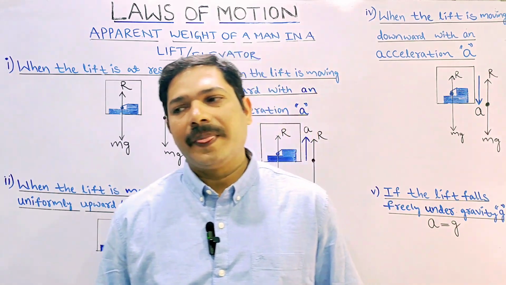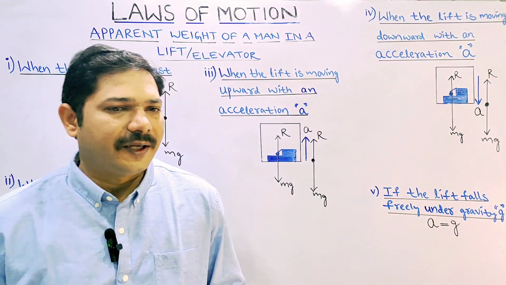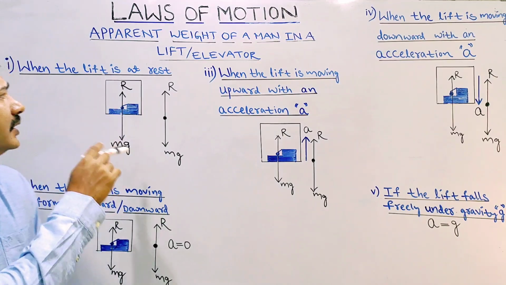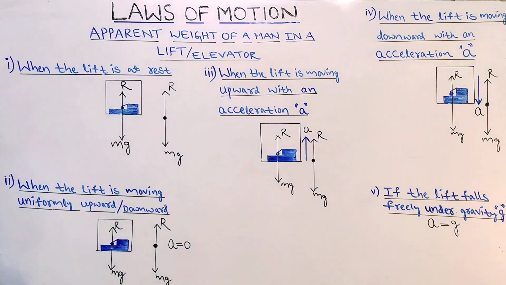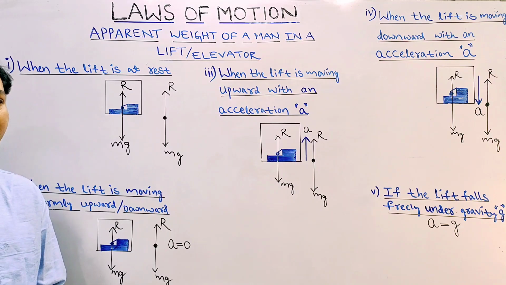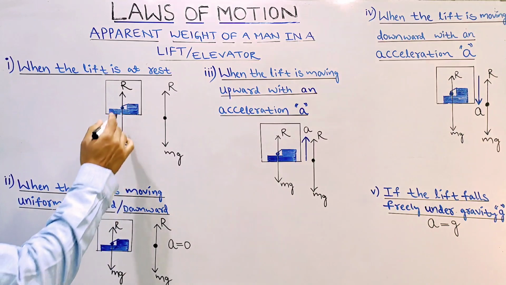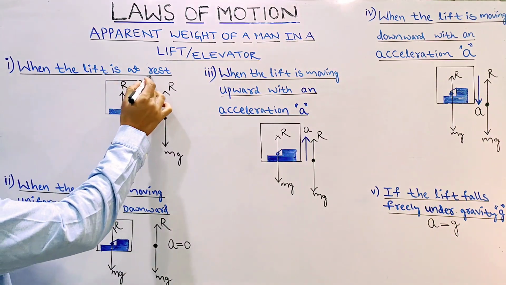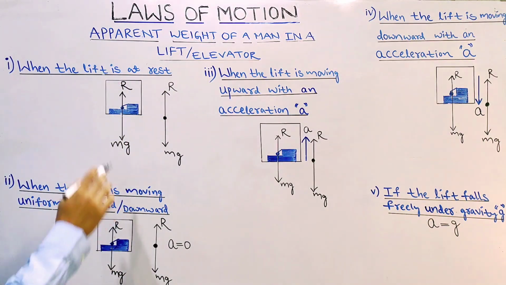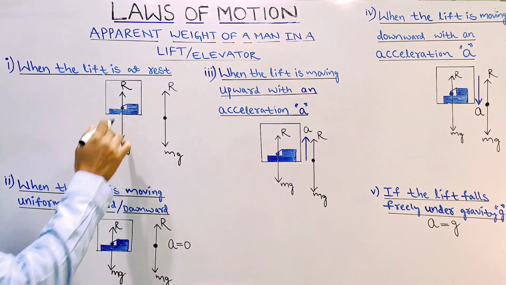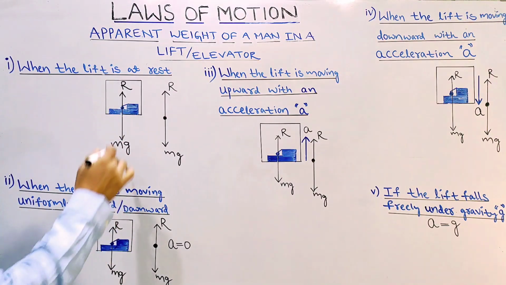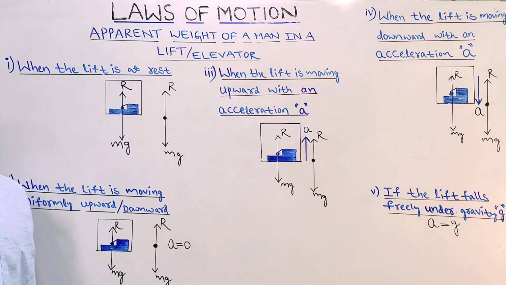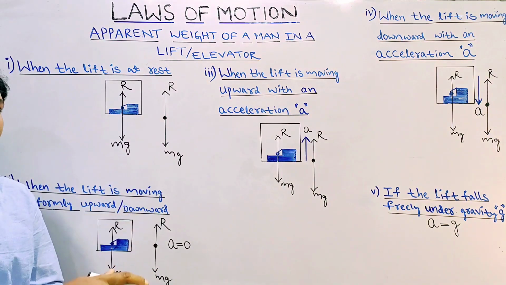First of all, the first case: the lift is at rest. One person is in the lift, standing on a weighing machine. The lift is at rest. What happens at that time? The true weight of the person, mg, acts vertically downward. The weight of the body acts vertically downward.